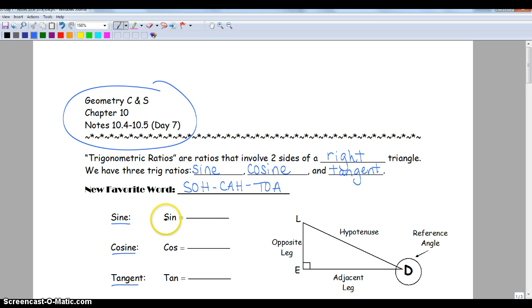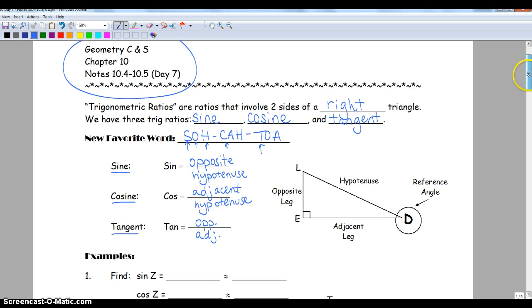Sine is abbreviated S-I-N oftentimes, hence the S right there. It's going to be O over H, opposite over hypotenuse. Hence the O and the H. C is going to stand for cosine, and it's A over H, adjacent over hypotenuse, and I'll explain what those are in just a second. And then tangent, hence the T, is O over A, opposite, O-P-P, over adjacent, A-D-J.